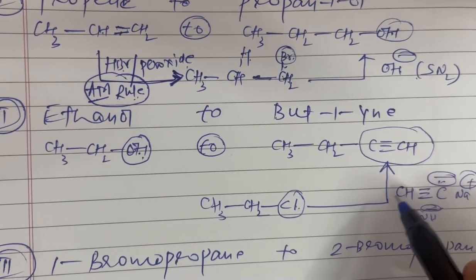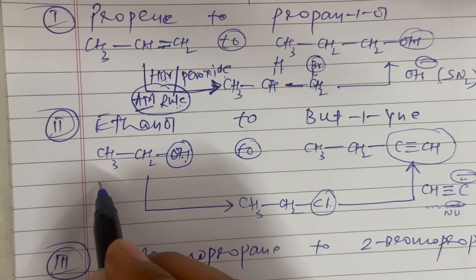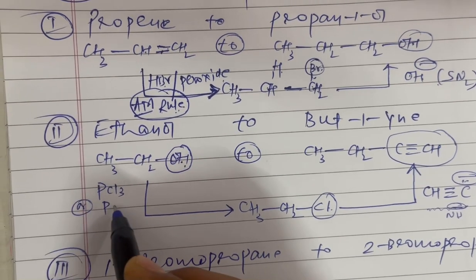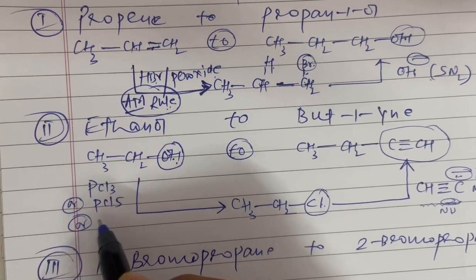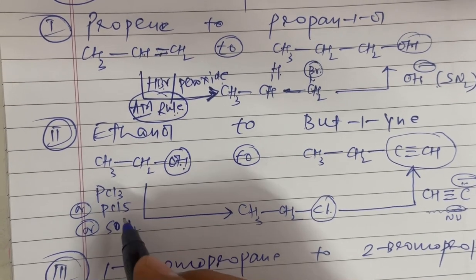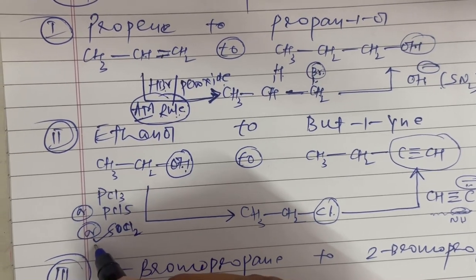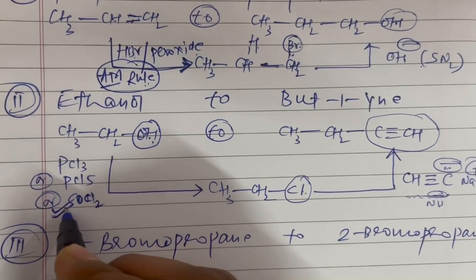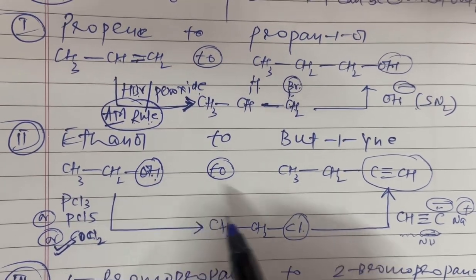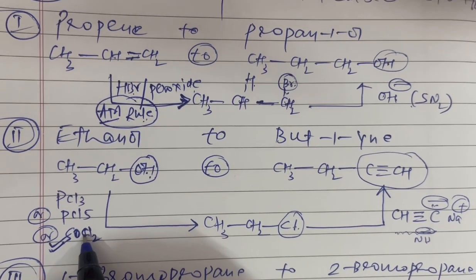Okay, that's fine. But how to replace this OH by Cl? For that we can take PCl3, or PCl5, or SOCl2, thionyl chloride. This is the best method. SOCl2 is the best method, so we prefer to take SOCl2 here to replace OH by Cl. This SOCl2 is called thionyl chloride. So the second reaction is over.